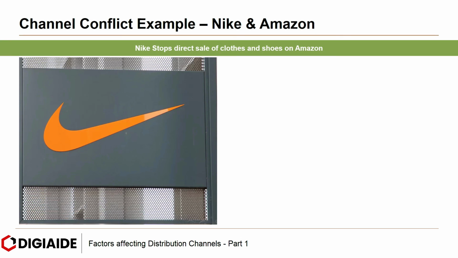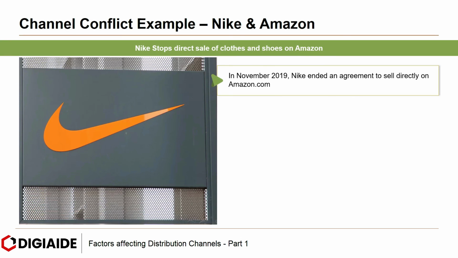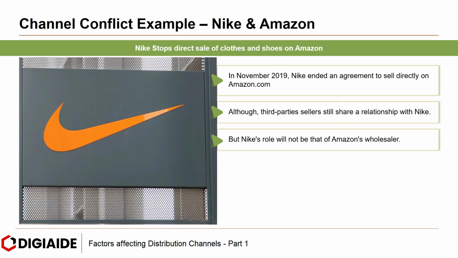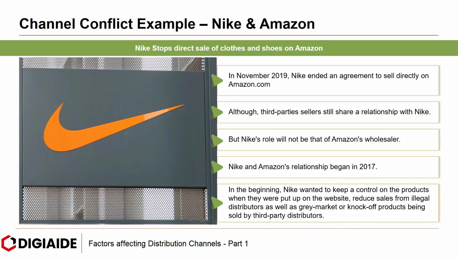Nike stops direct sale of clothes and shoes on Amazon. In November 2019, Nike ended an agreement to sell directly on Amazon.com. Although third-party sellers still share a relationship with Nike, Nike's role will not be that of Amazon's wholesaler. Nike and Amazon's relationship began in 2017. In the beginning, Nike wanted to keep control of the products when they were put up on the website, and reduce sales from illegal distributors as well as grey market or knockoff products being sold by third-party distributors.